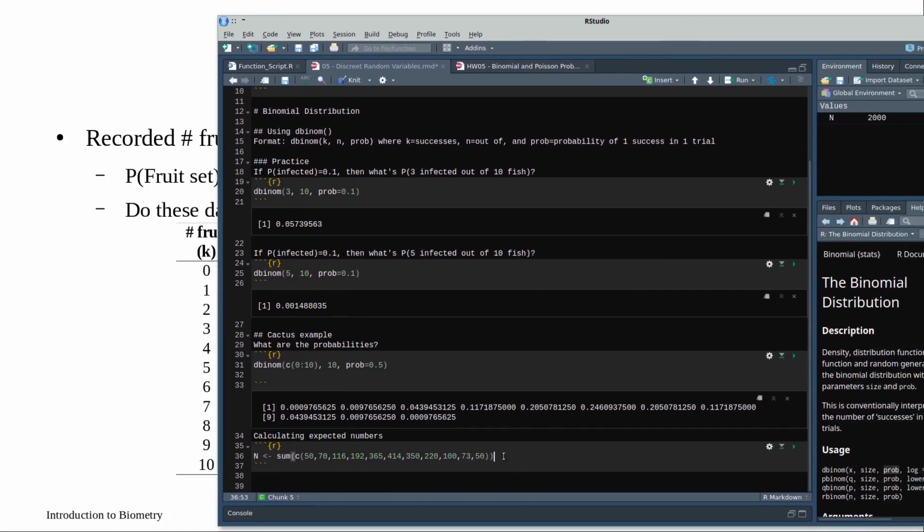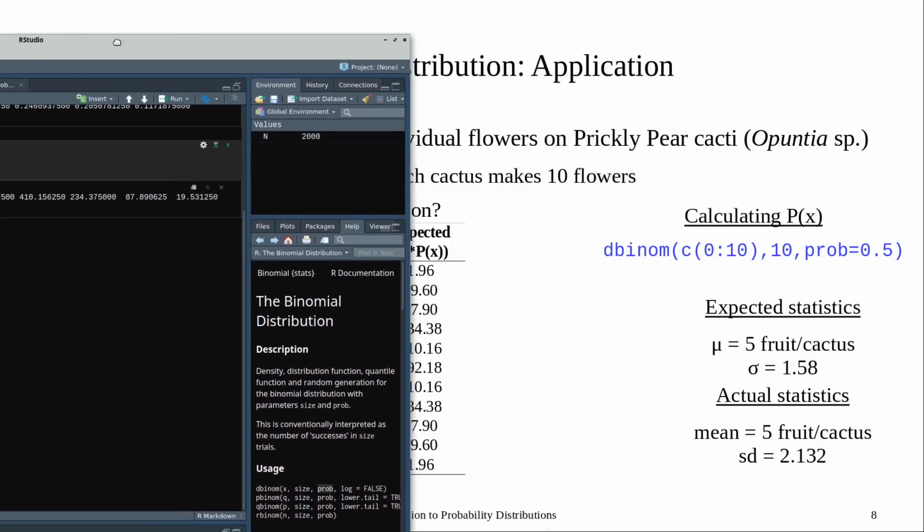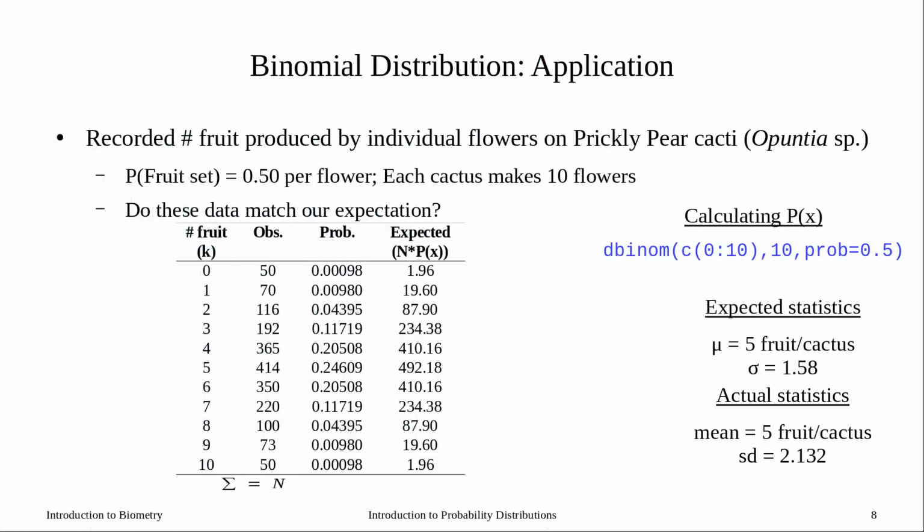2,000 values. So now we want to know the expected. And that expected is our probabilities times our total sample size. And we get all of these numbers. We could do it by hand, but we're in R, so might as well go ahead and do that. So here's all the numbers.